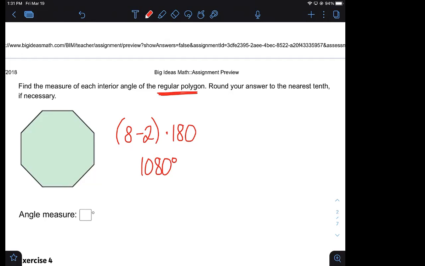Now, Dylan's already told us every single angle in this regular polygon, regular being a very important word here, every angle is the same. So if all 8 angles are the same, Caitlin, what do I do? Just divide it by 8. Let Caitlin do that. Don't shout out answers, Max. Caitlin, what do you get? You get 135. And how do I label it? Degrees. So I don't need to round to the nearest tenth on this one then.